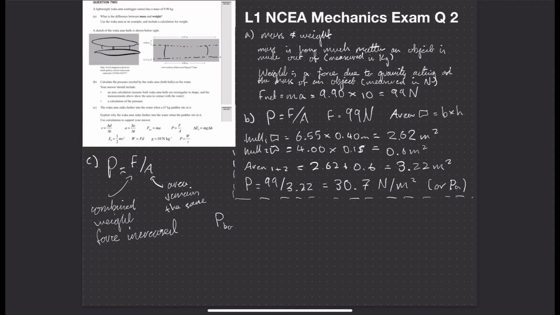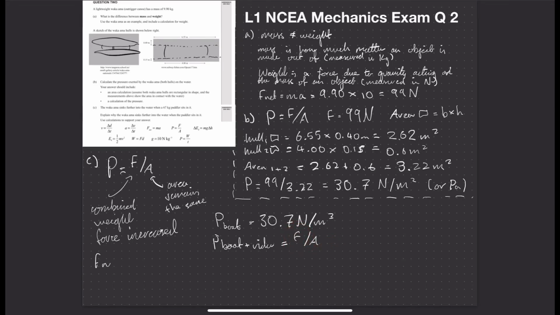Pressure of just the boat, as calculated above, is 30.7 newtons per meter squared of pressure exerted on the water. Let's do the pressure of the boat plus the rider, for lack of a better word. That's going to equal force over area. Now our area remains the same, but our force has changed, so we're going to have to calculate that.